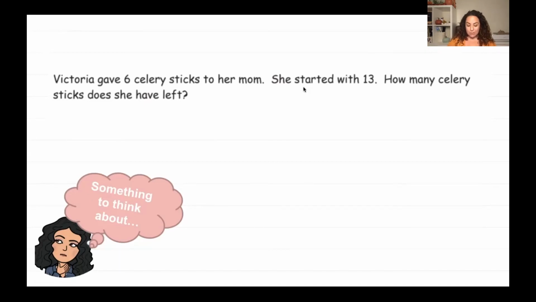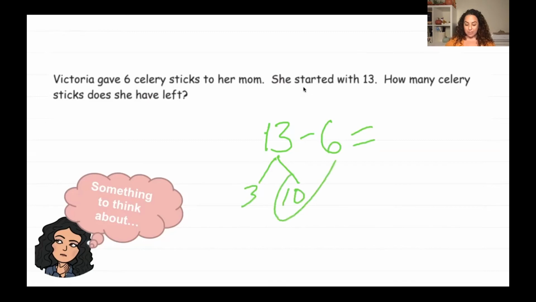Now, what number was the whole, the biggest number, the number that she had at the beginning? It was 13. So Victoria had 13 celery sticks and she gave 6 to her mom. Wow, I can't subtract that. So I'm going to use my make a 10 strategy. So here we go. I know that 13 is 3 and 10. Now I'm going to go ahead and circle those numbers, my 10 and my 6. 10 take away 6 equals 4.